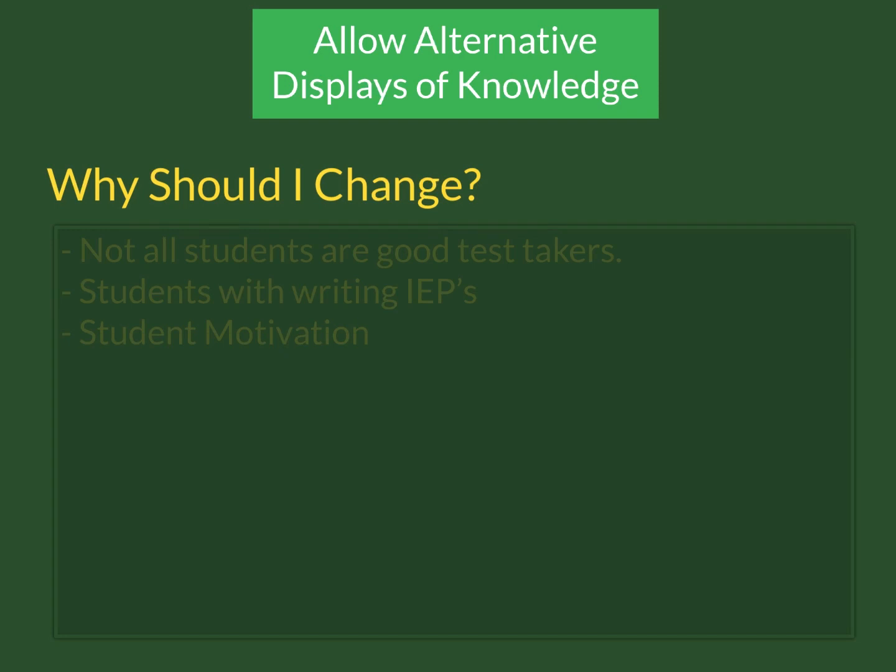In this video, we're going to talk about allowing alternative displays of knowledge. Basically, what I'm talking about is you may have a test that you're going to give for a particular unit that you're covering. But is there a way to allow your students to demonstrate the same knowledge that would be on the test in some other way? Any way that could be. And we'll talk about some of those examples.